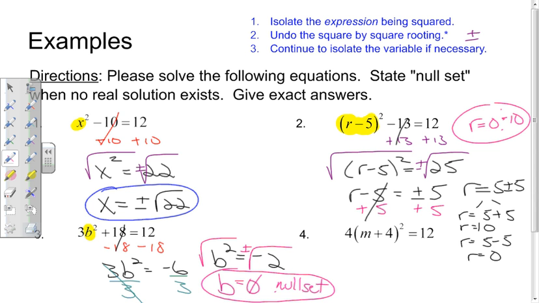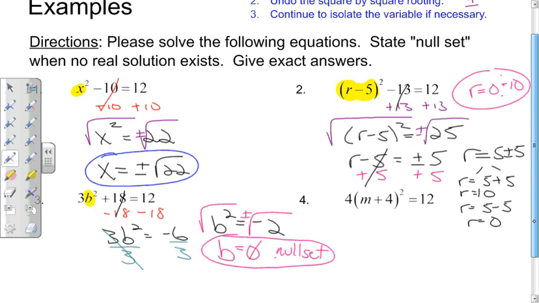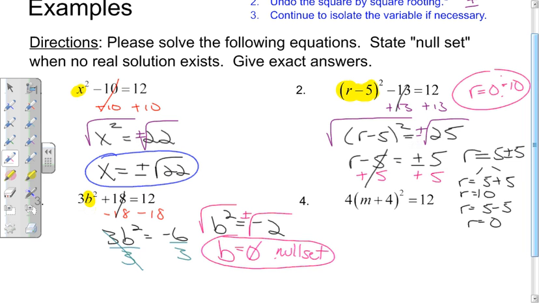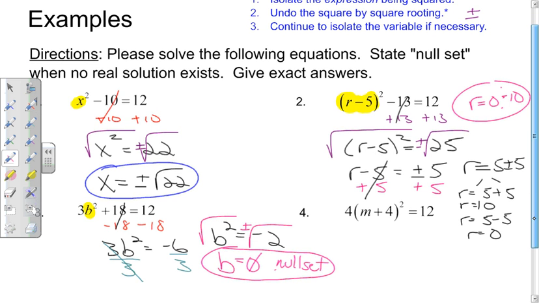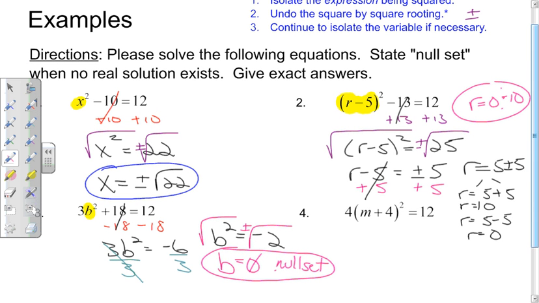So, continuing on, we will take a look at solving this one. It says 4 times the quantity m plus 4 squared equals 12. Now, I just want to take a moment and touch on something here, because you probably have seen me or your teacher in class take this idea of m plus 4 squared and say, oh, I'm supposed to square that.